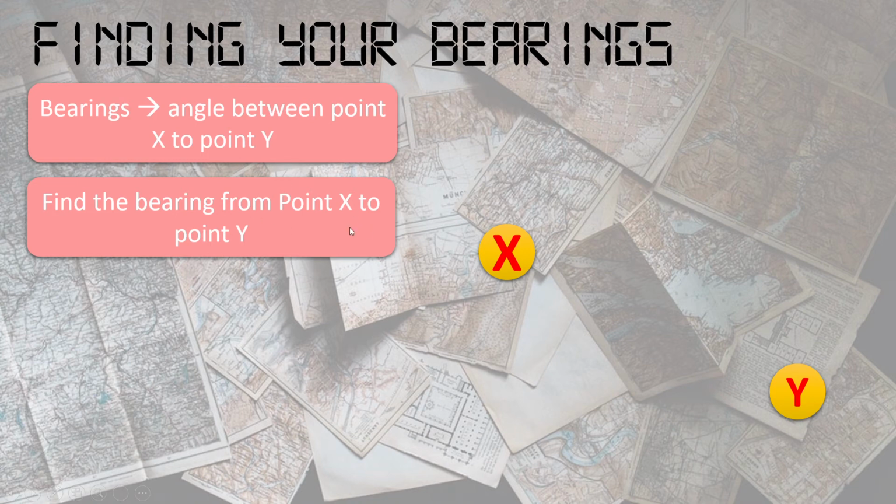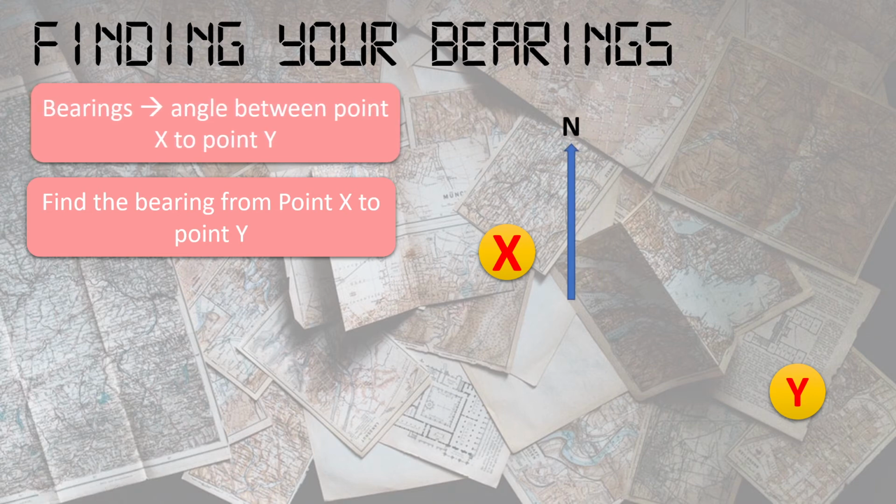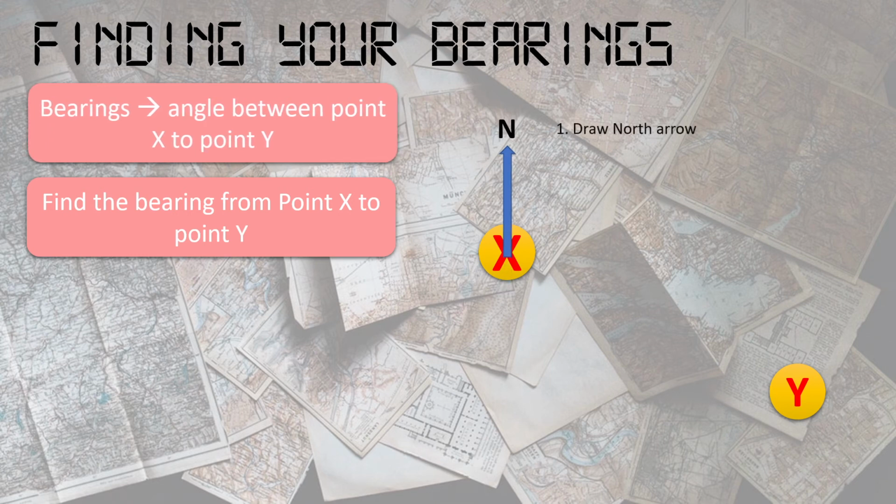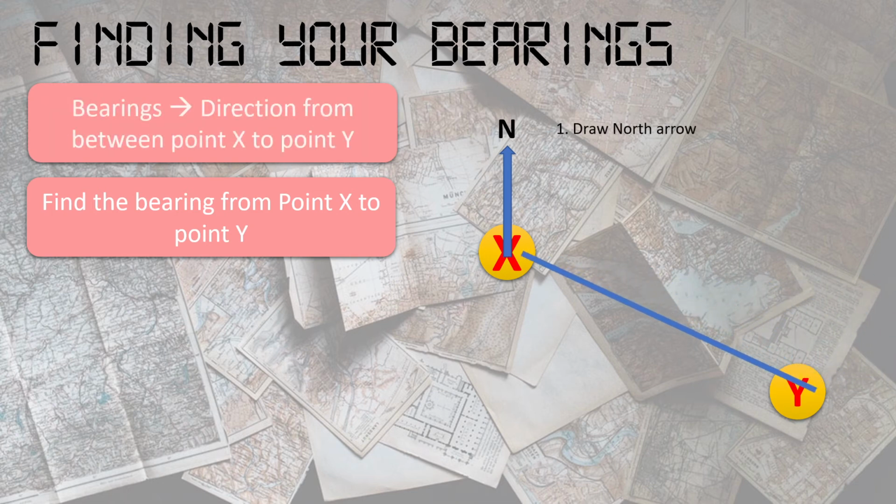You are from point X, so you are over here, and you are supposed to find the bearing to point Y. So similar to finding your compass direction, what you firstly need to do is you need to draw your north arrow. Then what you do next is from the middle of point X, draw a connecting line to the middle of point Y. So you see I drew the north arrow here, and then this is my connecting line. You will realize that it's quite similar to finding the compass direction. However, there are additional steps with regards to finding your compass bearings.